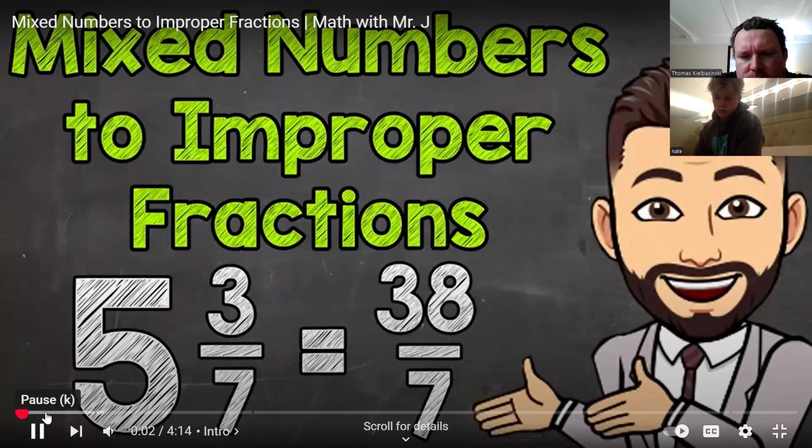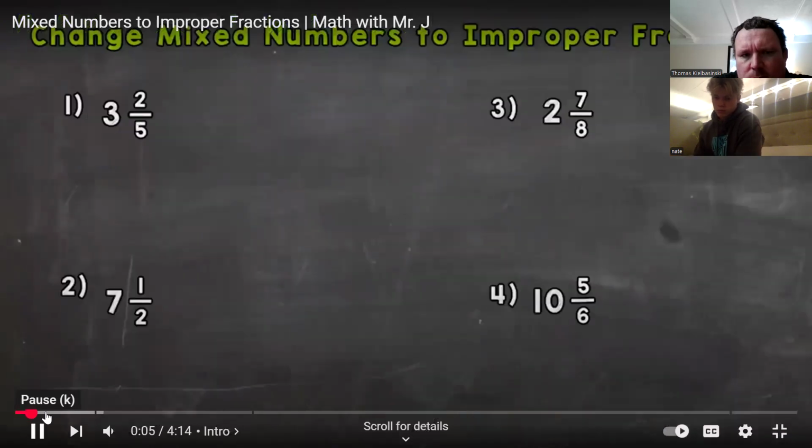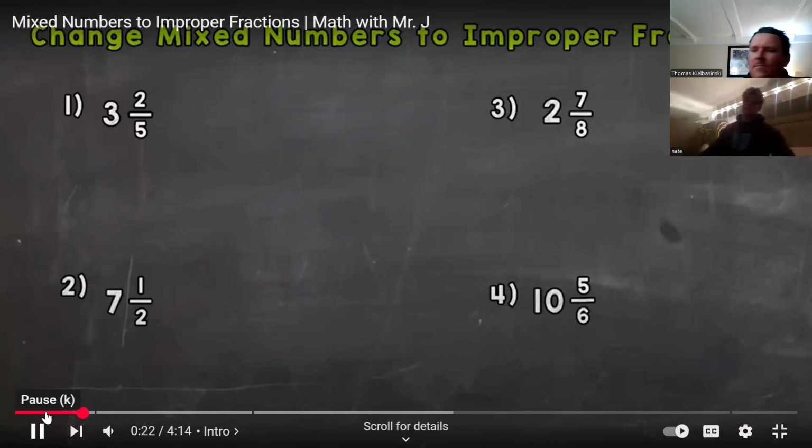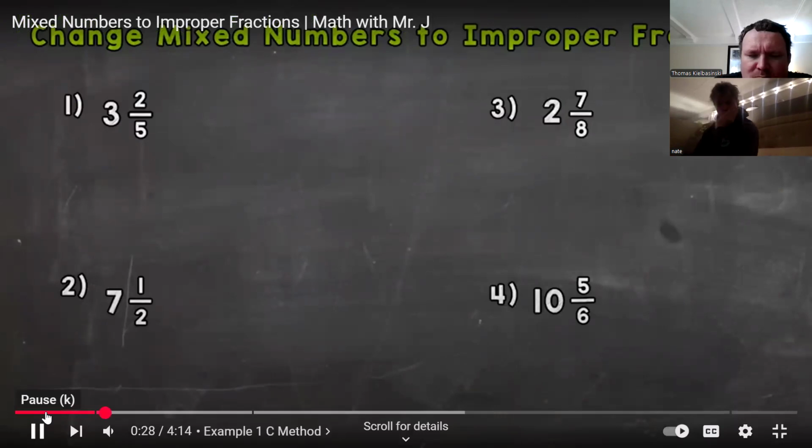Mr. J. In this video, we're going to take a look at how to change mixed numbers to improper fractions. As you can see, there are four mixed numbers on your screen. We're going to change each of those to their equivalent improper fraction. So let's jump right in to number one. We have 3 2/5 here for number one, and we're going to change that to its improper fraction.